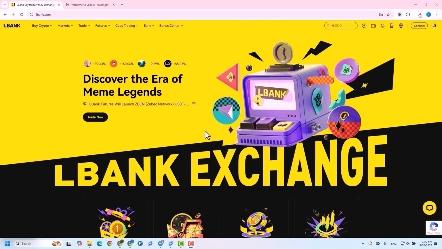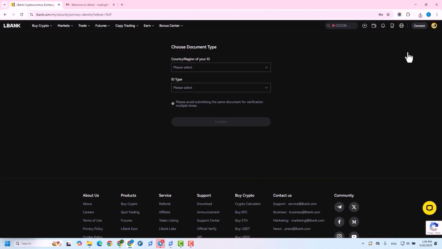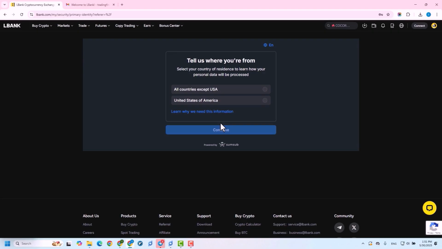To complete identity verification, go to the profile section, and as you can see, it indicates here that your account is not verified. Click on this option to enter the verification section. In this part, you need to select your country of residence and the type of documents you wish to upload, then click on the confirm option. In the next step, you need to specify which country you are from.